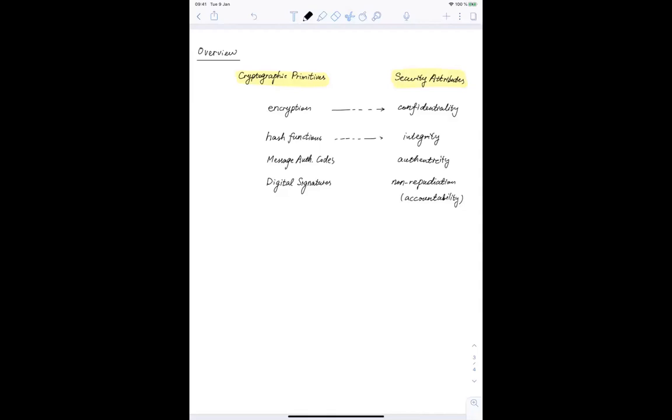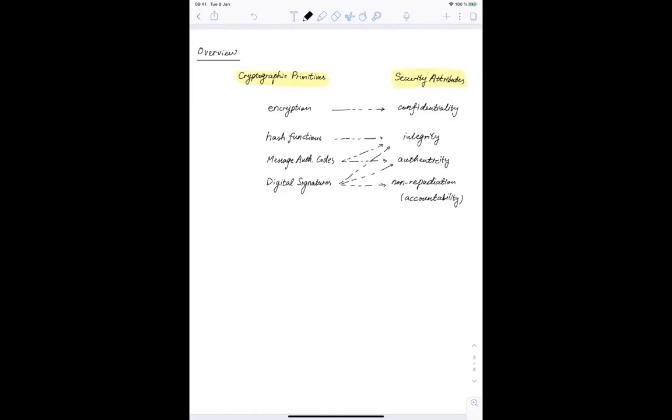And message authentication codes provide integrity and authenticity. Digital signatures provide integrity, authenticity, and non-repudiation, which is one aspect of accountability. So we have introduced encryption, and we will learn hash functions, message authentication codes, and digital signatures in today's lecture.